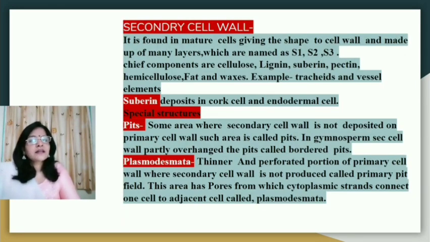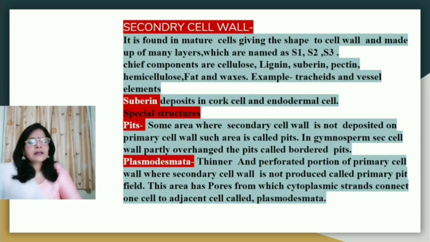Next is the secondary cell wall. Secondary cell wall is found in mature cells, and it provides proper shape to the cell. It is made up of many layers which are named S1, S2, S3, and it is composed of cellulose, lignin, suberin, pectin, hemicellulose, fat and waxes, for example tracheids and vessel elements. Suberin is deposited in the cork cells and endodermal cells.